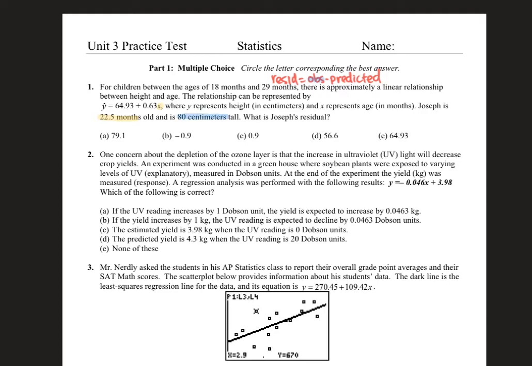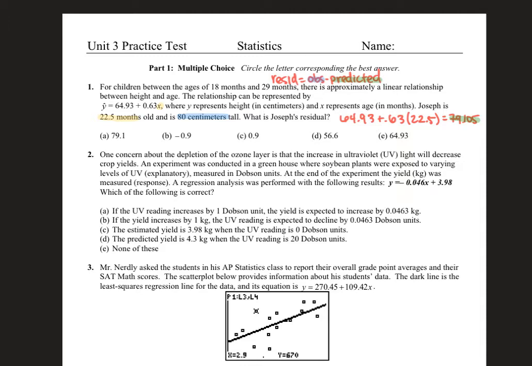Which is what we're going to plug in here. So to find the predicted height, we're first going to plug in 22.5 for x, so 64.93 plus 0.63 times 22.5, and we get 79.105. This is the predicted amount, which is what we're going to plug in here to find the residual.